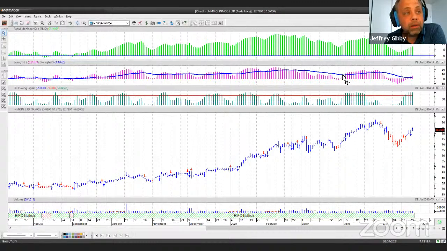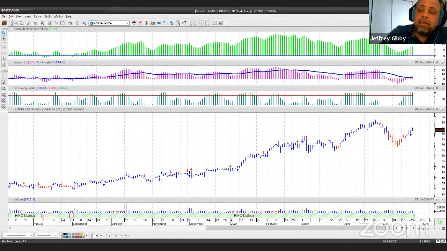So you notice when it's up above 0 right here, the bars are blue. When it goes down below 0, the bars are red. So you can either look at the colors of the bar or you can look at the actual indicator itself.